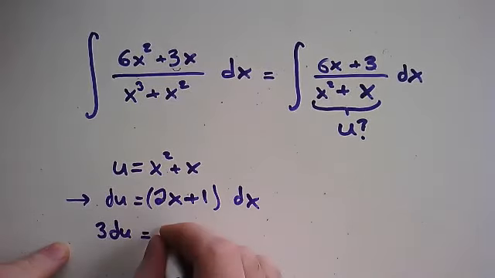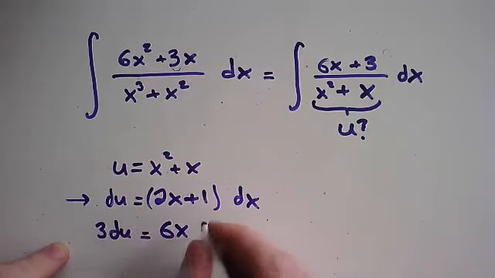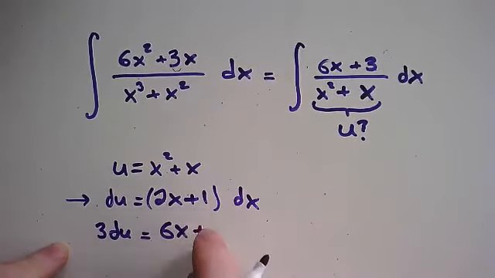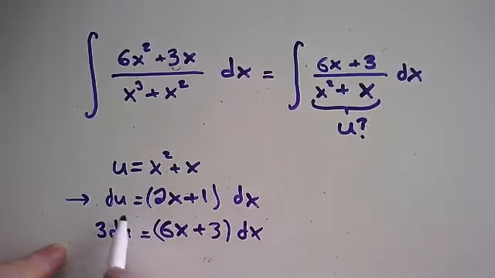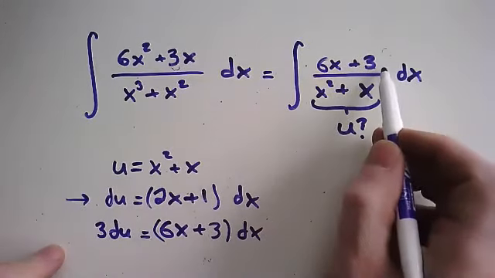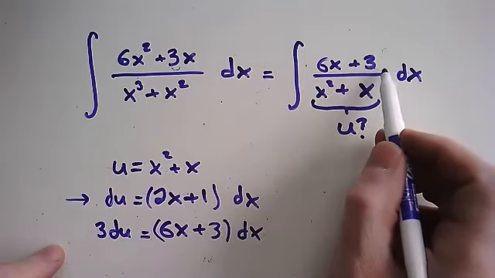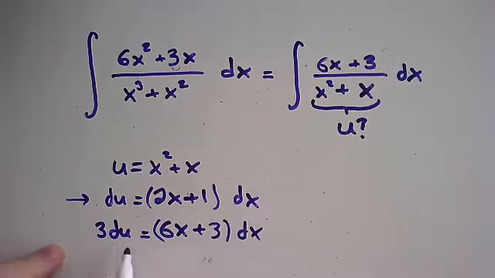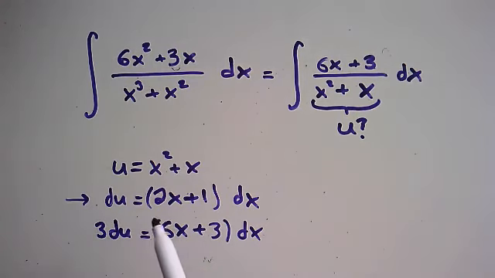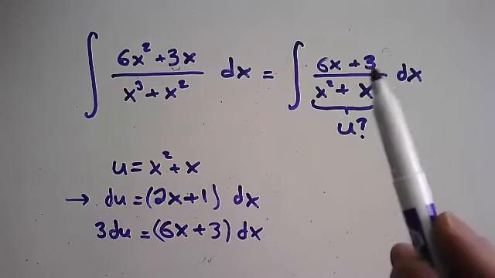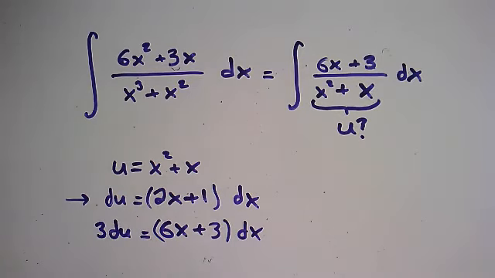Well, 3 times 2x is 6x, and 3 times 1 is, sorry, 3, obviously. All right, so by multiplying both sides by 3, look what I get. I actually get exactly what I have inside my integral here, right? So if you don't have exactly u and du inside your function here, you kind of have to hack it. You either have to hack your result here or hack your original integral to get it into a form where you can do a substitution.